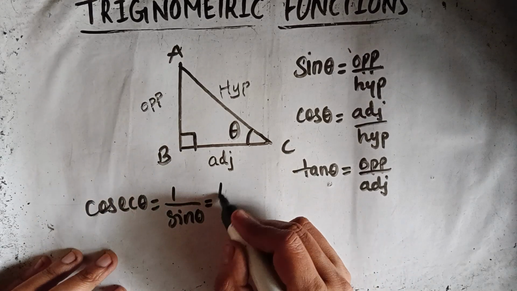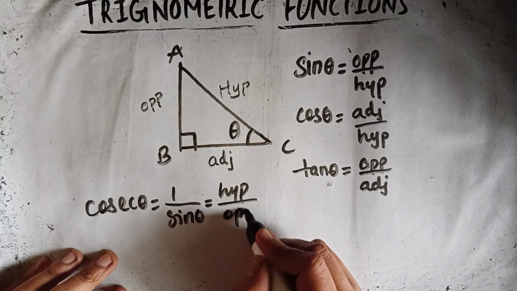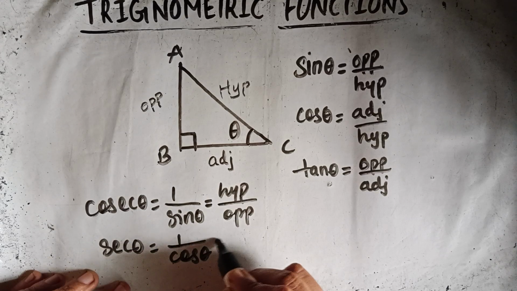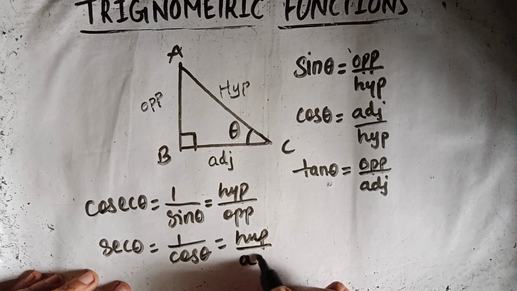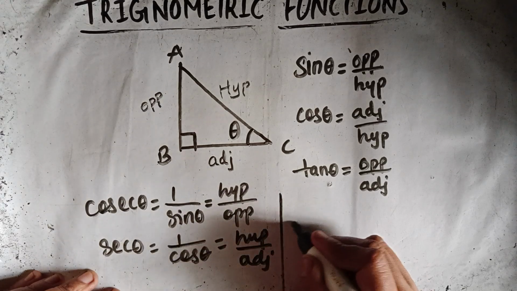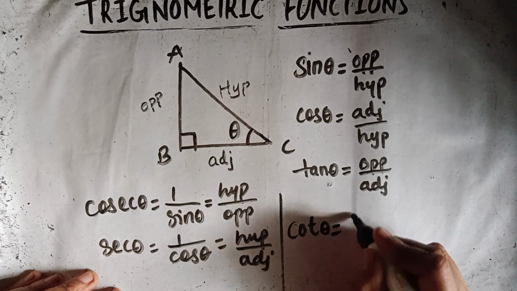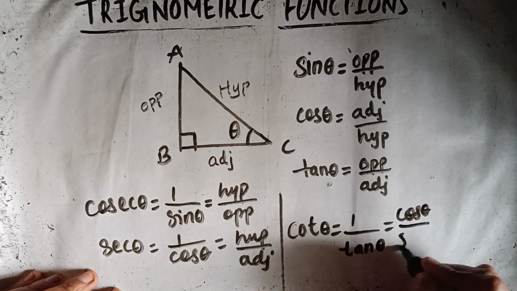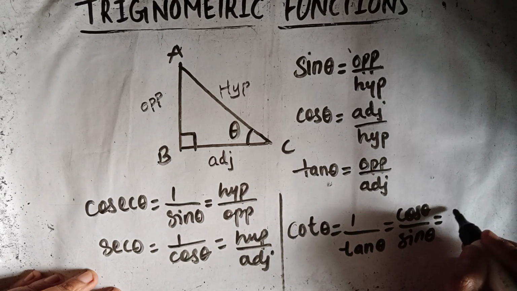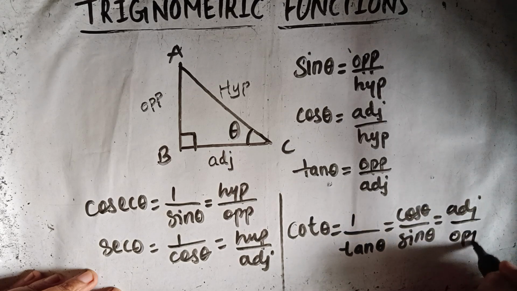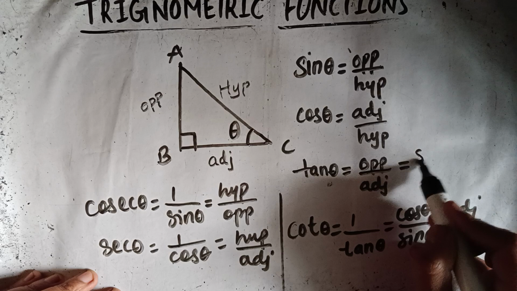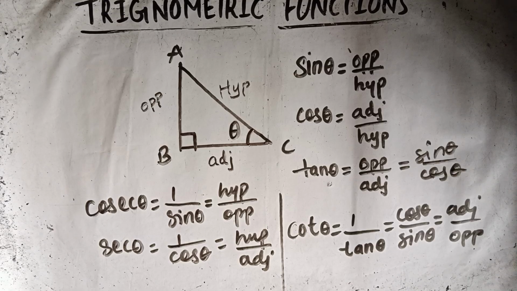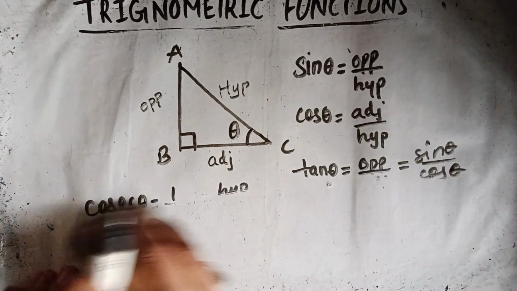Now there are reciprocals of these. Cosec theta is 1 upon sine theta, or we can write hypotenuse upon opposite. Same way sec theta is 1 upon cos theta, which is hypotenuse upon adjacent. Then we have cot theta, which is 1 upon tan theta, or we can write cos theta upon sine theta, or adjacent upon opposite. Tan theta we can write as sine theta upon cos theta.